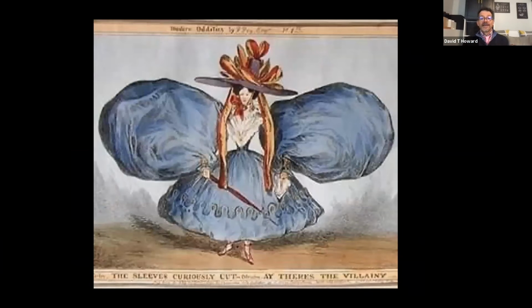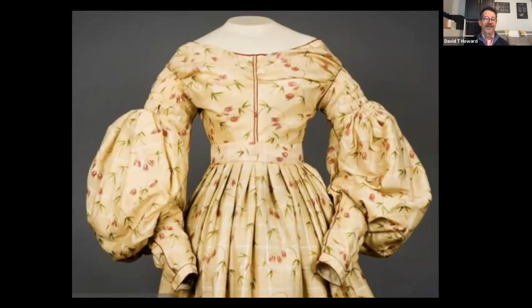And again, here we go, the sleeves curiously cut. I love that, curiously cut, and showing just the silliness of everything that fashion is saying. There's the villainy. I love curiously cut.